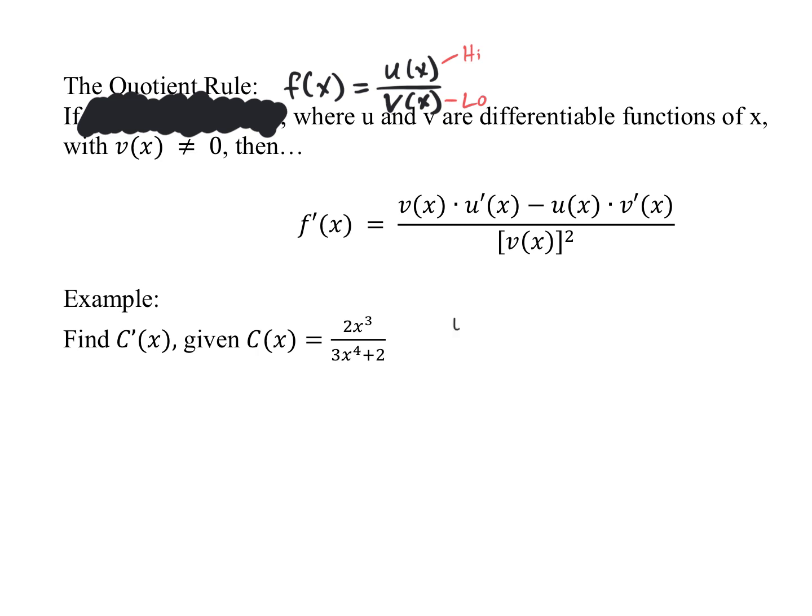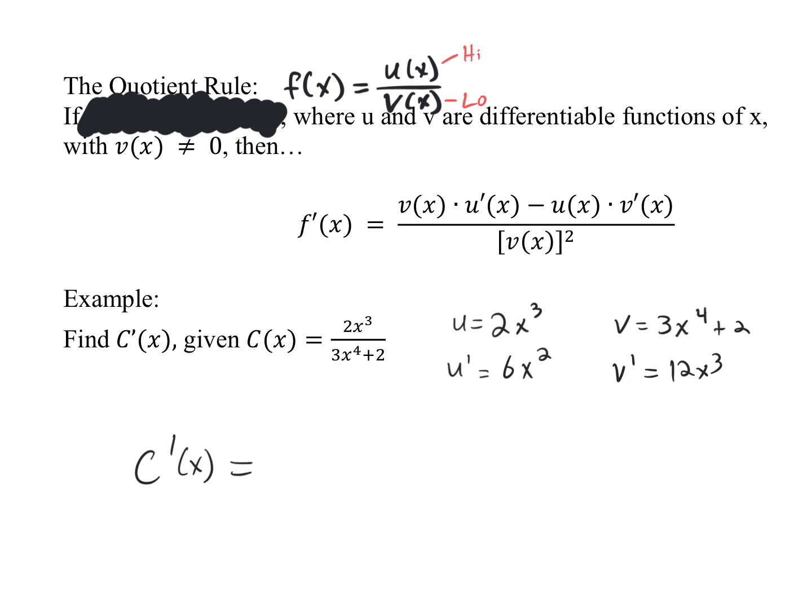So I'm still going to call these functions u and v. Our numerator is 2x cubed. Our denominator is 3x to the 4th plus 2. We haven't taken its derivative yet. And then we're going to take the derivative, so u prime is going to be 6x squared. v prime is going to be equal to 12x cubed.